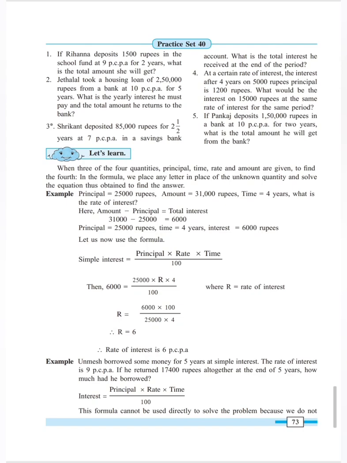Rate of interest we are asked to find out, so we will write its initial R. We don't know the value of rate of interest. And time we are given as 4 years. Divide by 100; 100 will remain as it is. Therefore, 6,000 is equal to 25,000 multiplied by R multiplied by 4 upon 100.